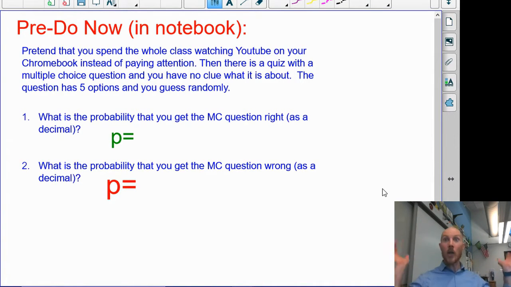All of a sudden, there's a quiz. What? It's a multiple choice question. There's only one question on the quiz. You have no clue. It's 5 options, and you just guess randomly. Number 1, what's the probability you get it right? Give your answer in decimal form, please. You can do whatever you want to get there, but final answer is a decimal.